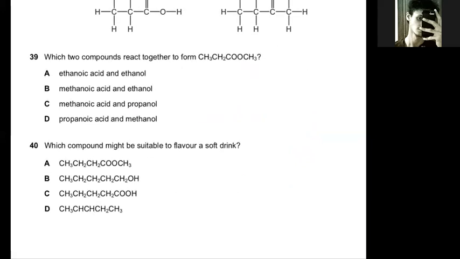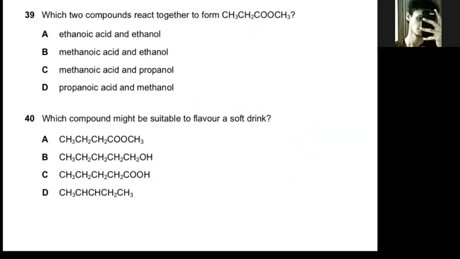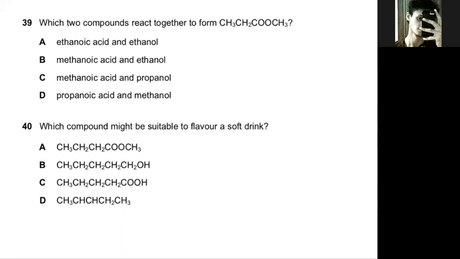Which compound might be suitable to flavor a soft drink? Now to flavor, esters are used. So we have to see which one is an ester over here.